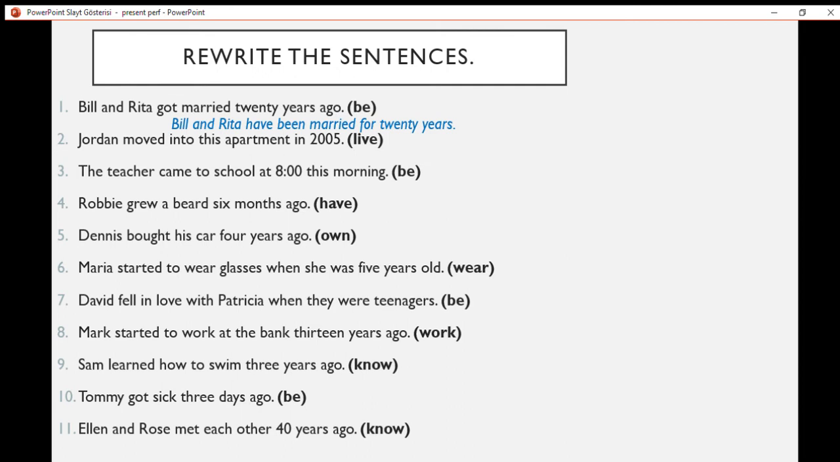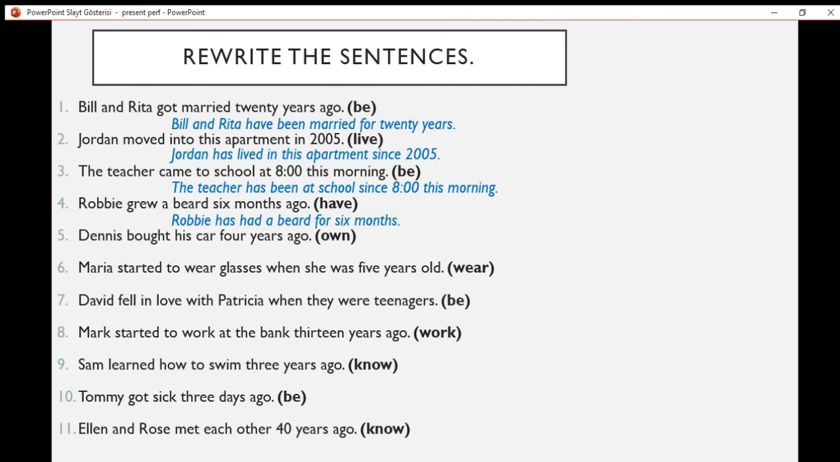Let's see. Number 2. Jordan moved into this apartment in 2005. Jordan has lived in this apartment since 2005. Or, Jordan has lived in this apartment for 15 years. 3. The teacher came to school at 8 this morning. The teacher has been at school since 8 this morning. Robbie grew a beard 6 months ago. Robbie has had a beard for 6 months.